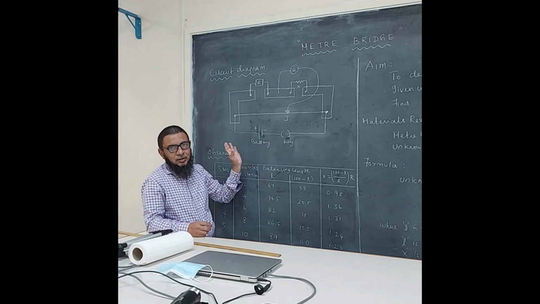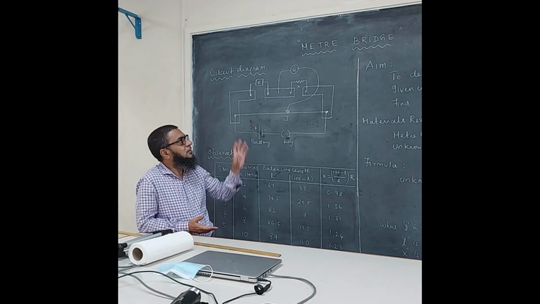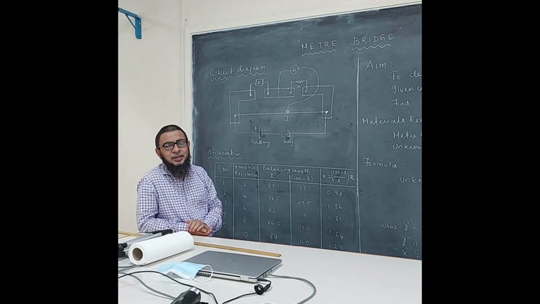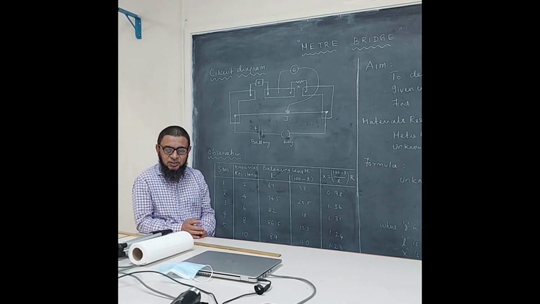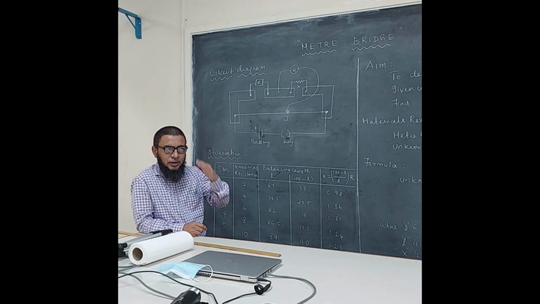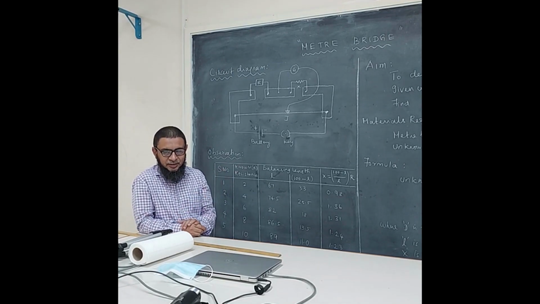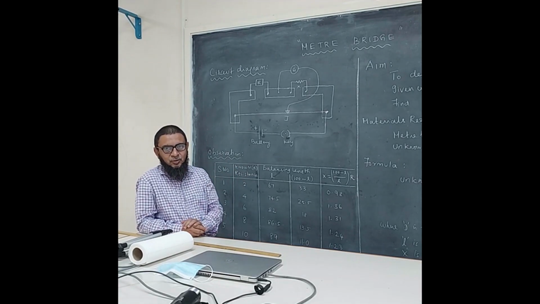Now from A to B terminal, you make the connection of the battery and the key. How do you do the experiment? This circuit diagram, this meter bridge experiment, is based on the Wheatstone bridge principle. What is the Wheatstone bridge principle? You studied in theory: P by Q is equal to R by S. There are 4 resistances in a Wheatstone bridge. If you know all 3 resistances, the 4th resistance we can calculate by substituting in the formula.